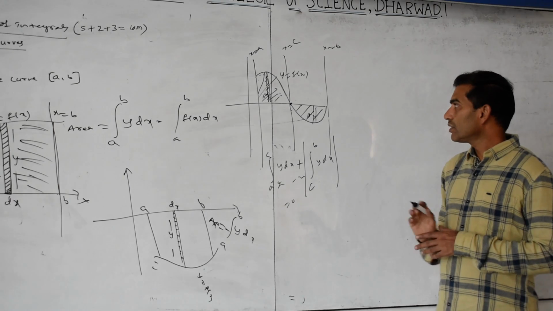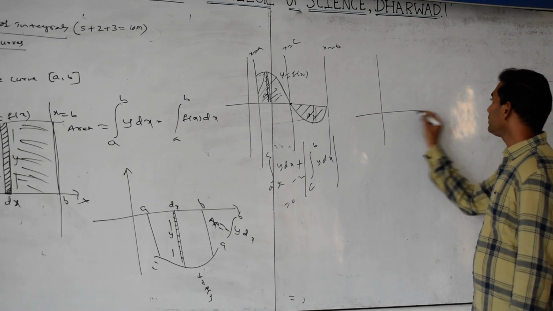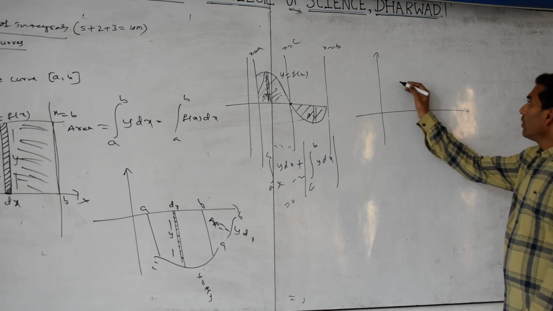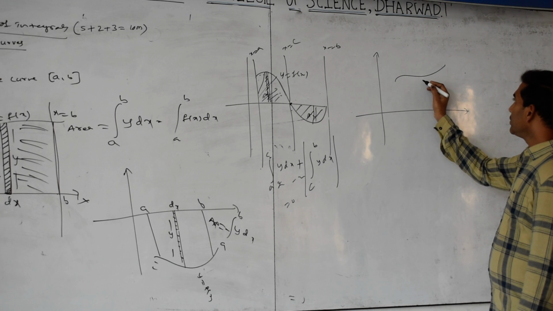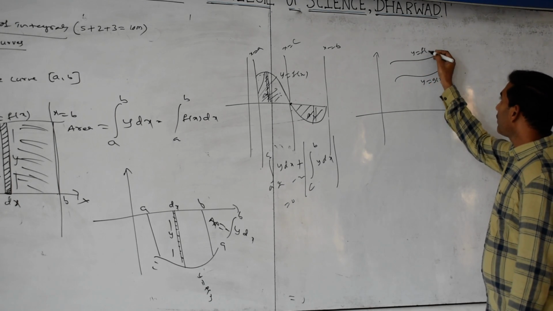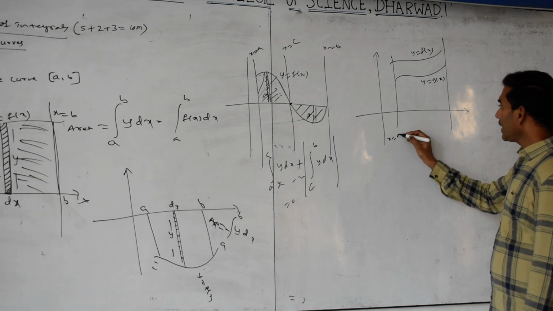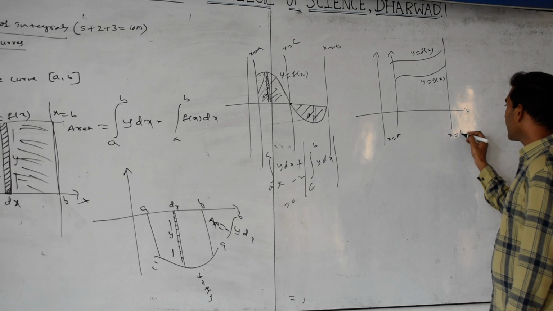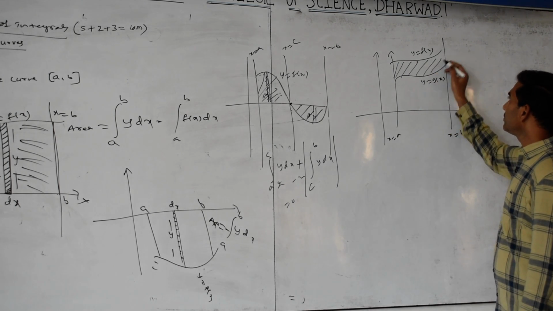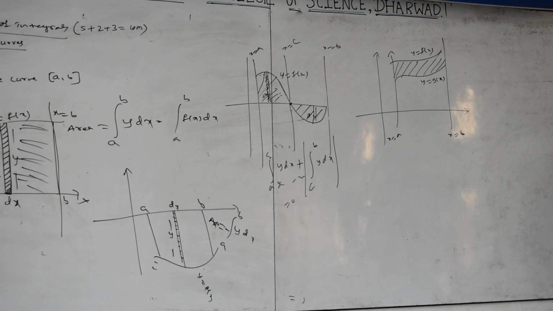Whatever, this is okay. And for example, the next type of curves may be like this. There may be two curves. One is y equal to g of x. Another curve is y is equal to f of x. It's bounded by the lines x is equal to a and x is equal to b. I do not want this area. I want the area between two curves.